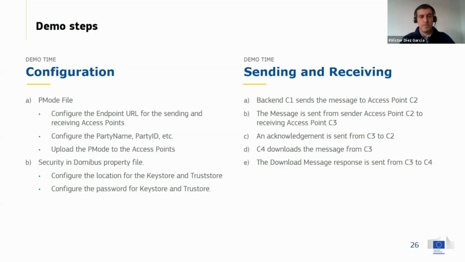So access point A and access point B need to agree to certain conditions, a contract. The message has to abide by this contract, this pmode configuration. We will be seeing a sample pmode from Domibus, where we will highlight specifically the endpoint URL where we configure the party with the access point name and what is the URL where we will submit the message, the party name, party ID, and other attributes, and how to upload the pmode to the access point to have this configuration in place.